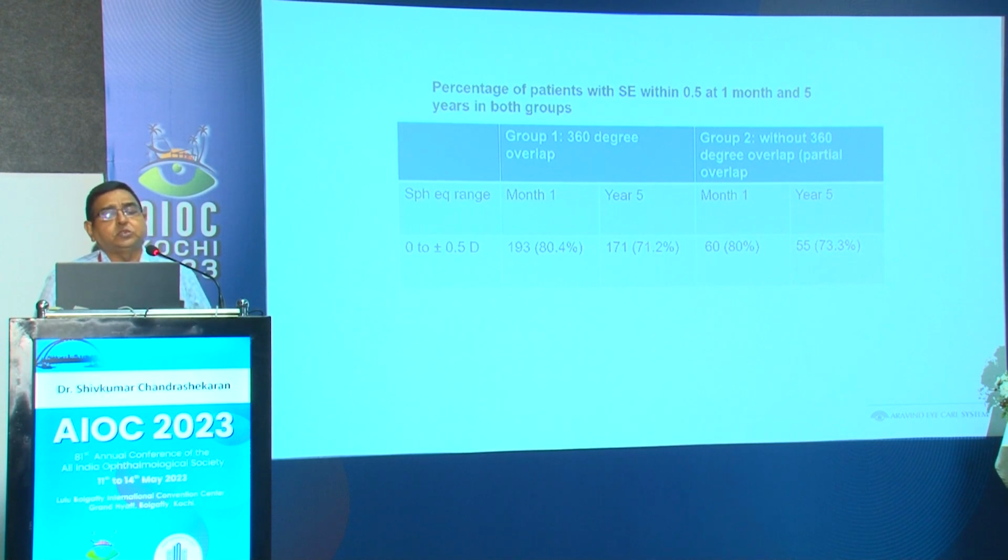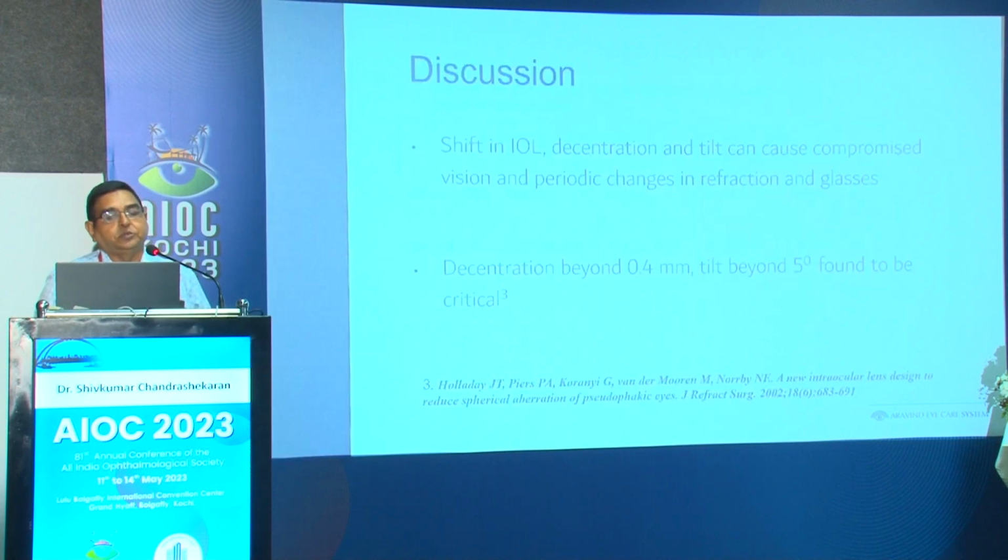When we looked at the percentage of patients with a spherical equivalent within plus or minus 0.5 at 1 month and 5 years, we saw that it had dropped from 80% to 70 to 73% in both the groups, and they were comparable. And clinically, this would translate into 70% of the patients preserving their uncorrected visual acuity at 6/12 or better.